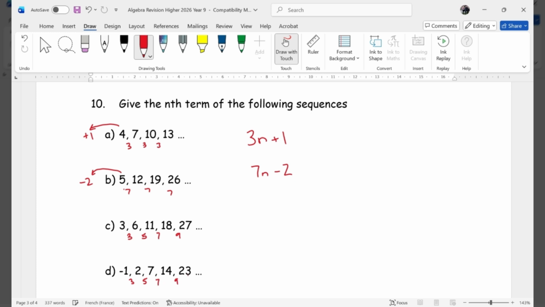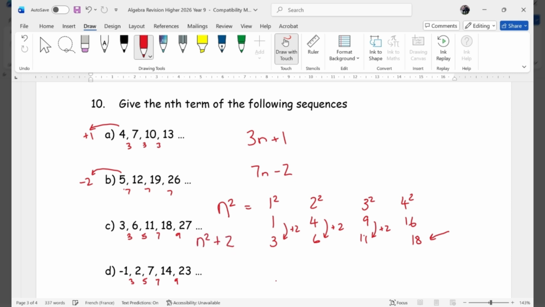3, 5, 7, 9, then you have to compare these with n squared. Now, the n squared sequence is 1 squared, 2 squared, 3 squared, 4 squared, and so on. So as numbers, that would be 1, 4, 9, and 16. If we compare that with our first sequence, 3, 6, 11, and 18, you can see in our sequence, every single number is 2 more than the n squared sequence. So this sequence is the n squared sequence, but I'd have to add 2 onto every number.